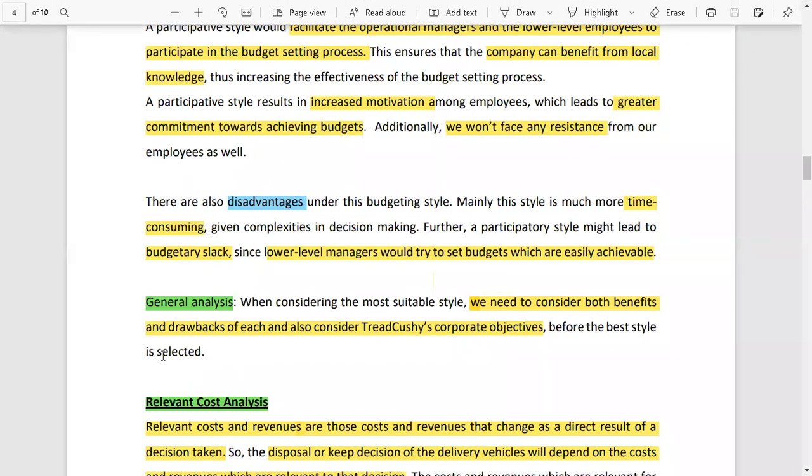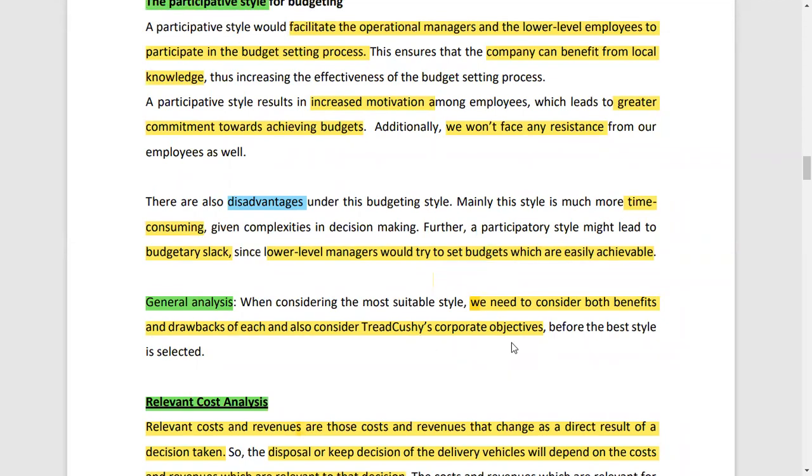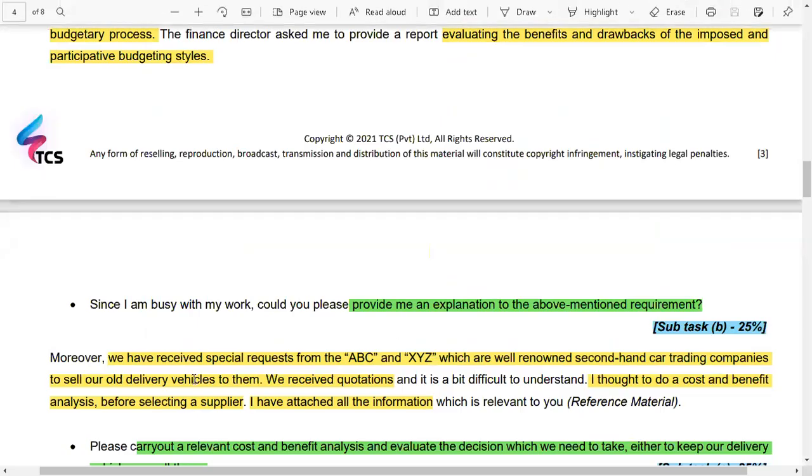We need to consider both benefits and drawbacks of each, and also consider TradeKushi's corporate objectives before the best style is selected. So I'm not suggesting anything. I've spoken about the pros and cons, thereby adhering to the requirement of the task. And at the very end, I'm saying we need to consider both pros and cons before we move ahead with any type of budgeting. Okay, so that's that. Then let's move on to the third area of the question.